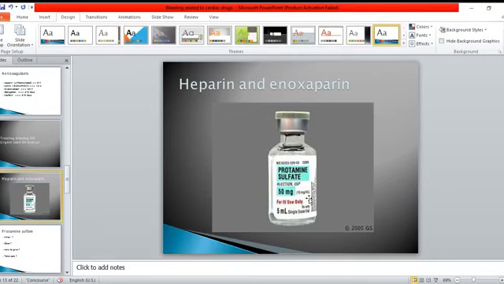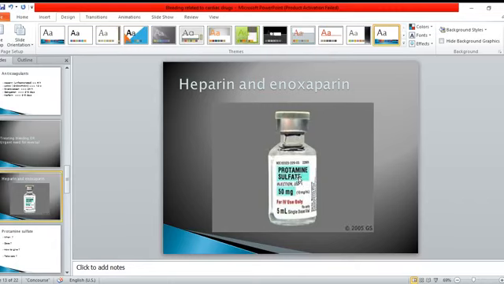Of course, like every bleeding, you are going to resuscitate the patient, starting IV fluids. You may need to request some blood products, packed RBCs, or fresh blood according to the situation. However, you need to give a specific antidote. The specific antidote for heparin is protamine sulphate.